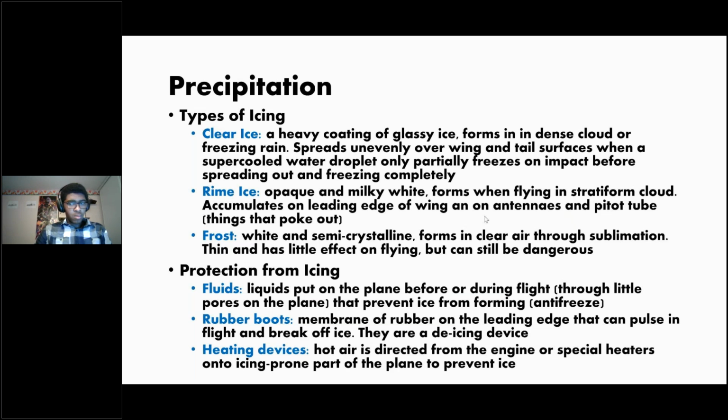You can have something that's called rubber boots, which is basically just a layer of rubber on the front of the wing, right? And what it does is it pulses during flight, so it moves a little, and that breaks off ice. And then you can have heating devices, so literally just, as it sounds like, they direct hot air from the engine into the inside of the wing. And you can also have it so that the antenna can heat up, for example, the pitot tube, which is one of the air intakes for the instruments, can heat up as well. So yeah, as you can see, they really take it seriously, because icing, for all those reasons we talked about on the last slide, can be super, super dangerous.